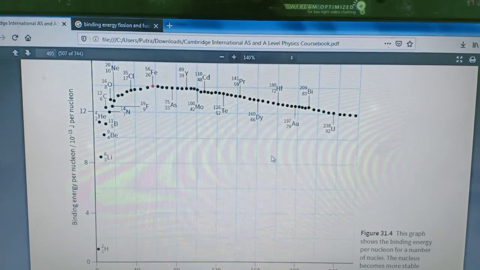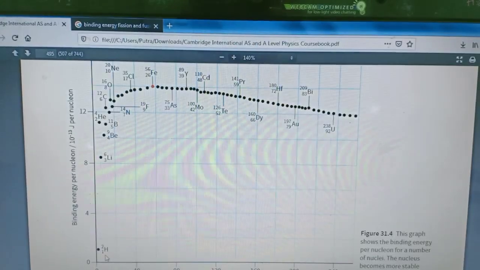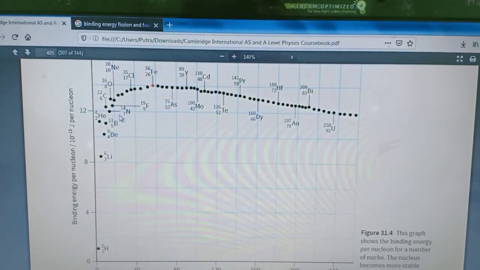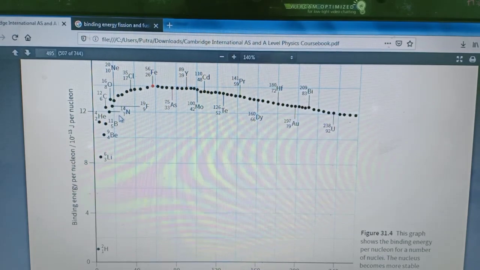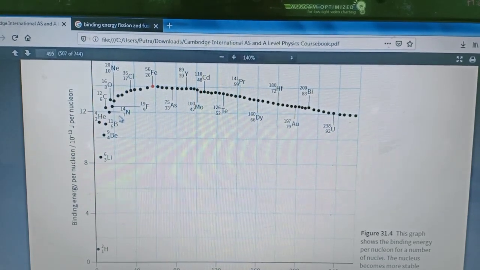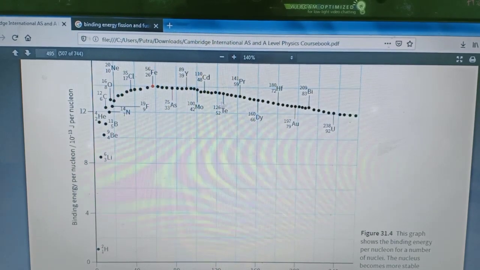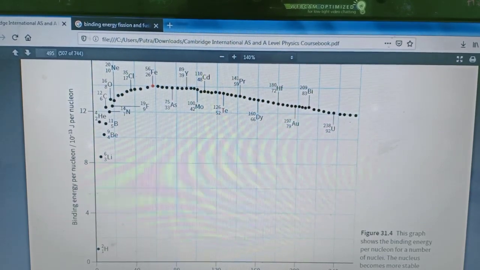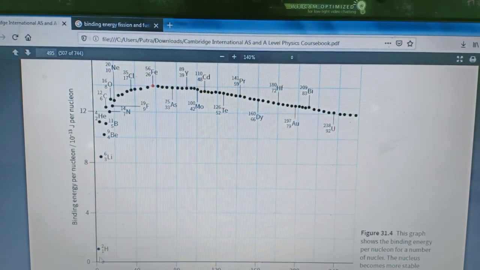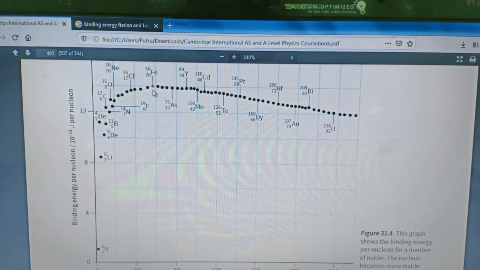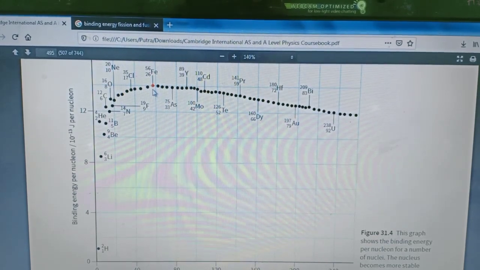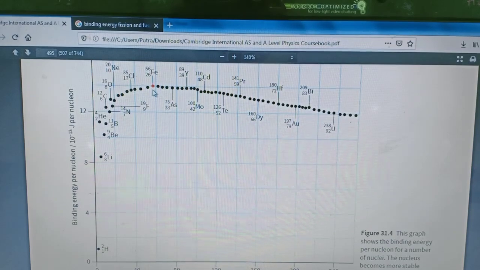As you can see here, the binding energy is going up as the number of nucleons that need to be bound is increasing, and eventually the binding energy will go down after the iron nucleus. So again, it goes up from hydrogen until the iron nucleus, and after that, if the number of nucleons is bigger than the iron nucleus, then the binding energy will eventually go down.